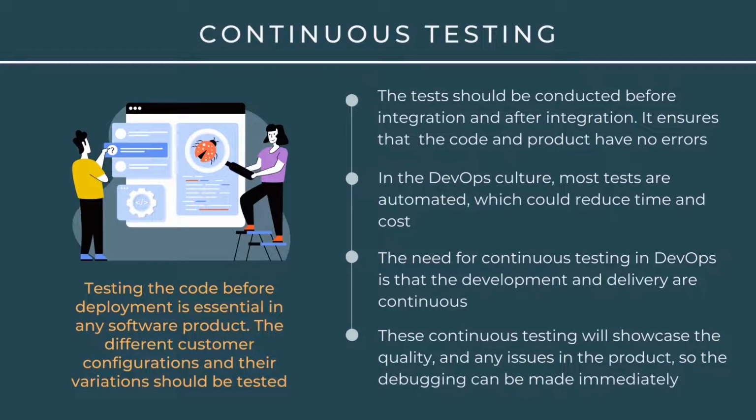This continuous testing will showcase the quality and any security issues of the product, so the debugging could be made immediately. In every phase of the product development, deployment and integration, appropriate tests should be made to avoid the issues causing the product to fail. It thus avoids the risks and reduces the complexity of testing at the final stage of the software development.